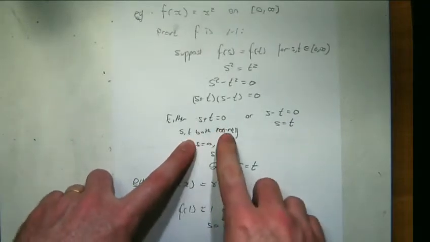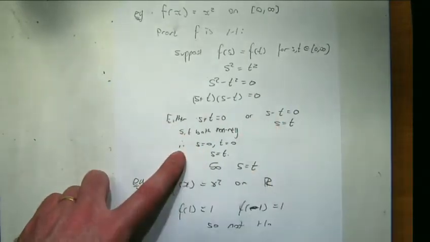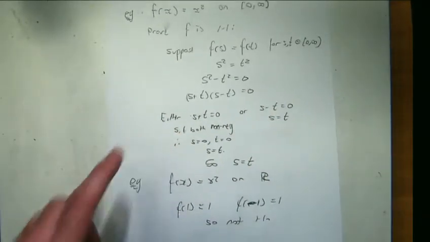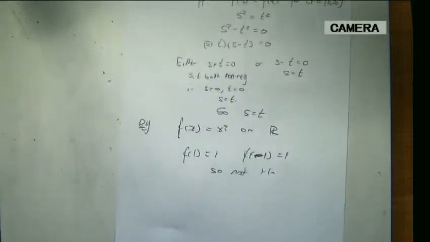So you could have said S equals minus T, you say, well, that's not possible because S is positive and that would make T negative and T can't be negative. So, yeah. Okay, onto.